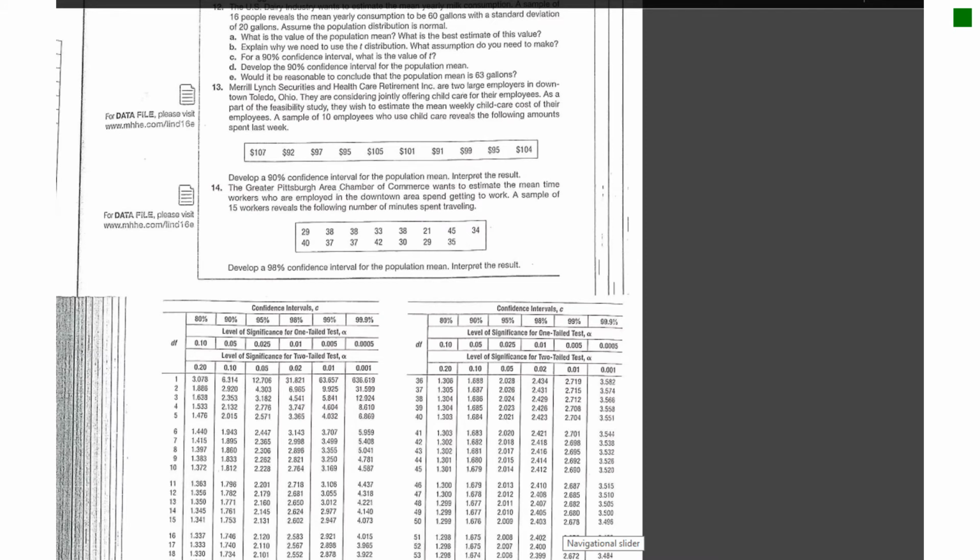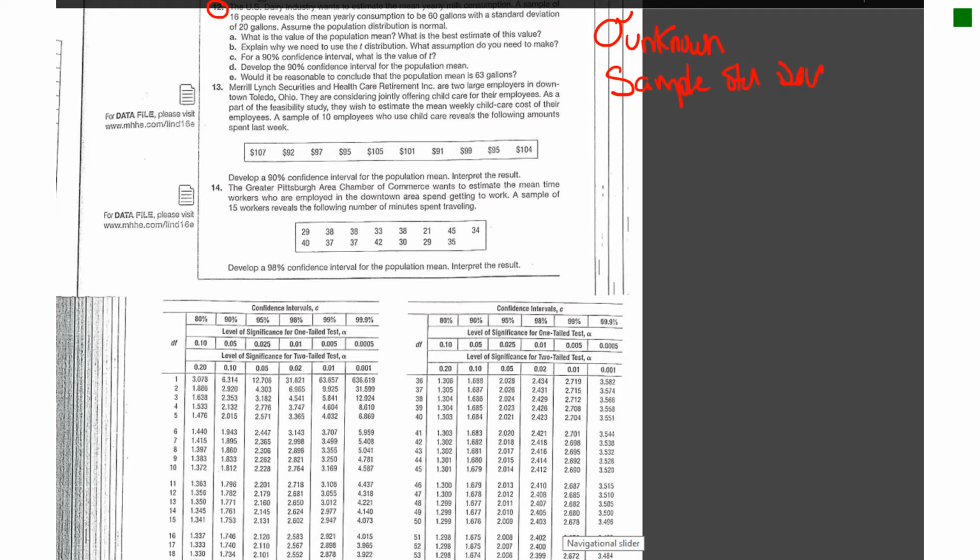So I'm showing you an illustration here. This is exercise 12 from your textbook. And this is going to be a sigma unknown scenario, because typically we're going to be using the sample standard deviation. Anytime you're using sigma unknown, it's always going to be the sample standard deviation. You never know the population.